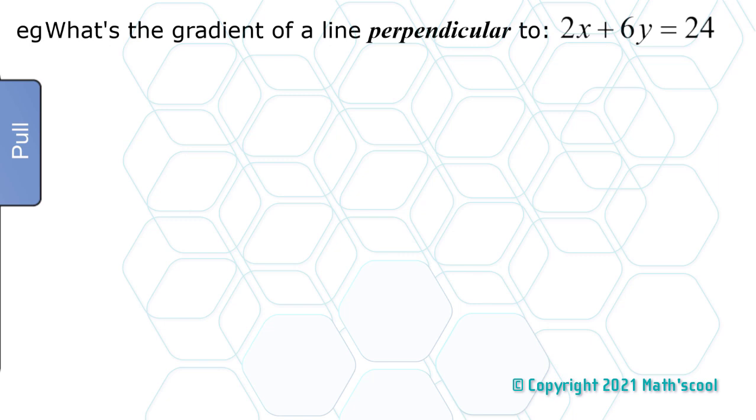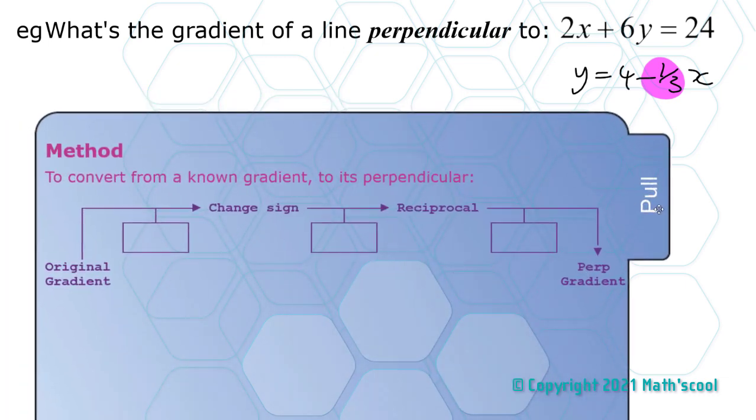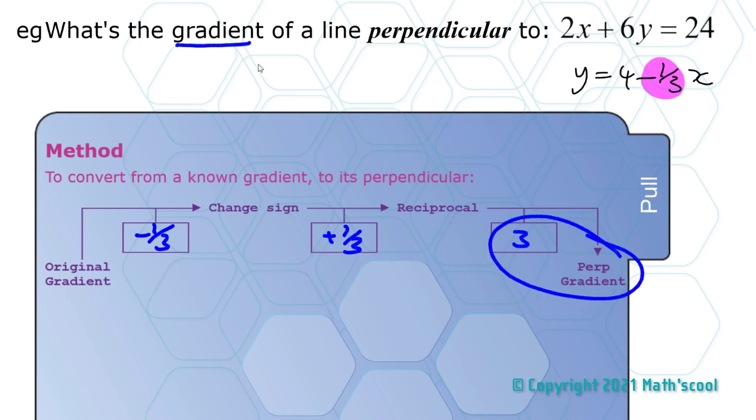What's the gradient of a line that's perpendicular to 2x plus 6y equals 24? Well, we've had this equation before and we had to make y the subject of it, and we already saw that y equals 4 minus a third x. So we know this line has a gradient of minus a third. So if we change the sign, plus a third, and reciprocal, 3, then that will be the perpendicular gradient. The perpendicular line would have a gradient of 3.